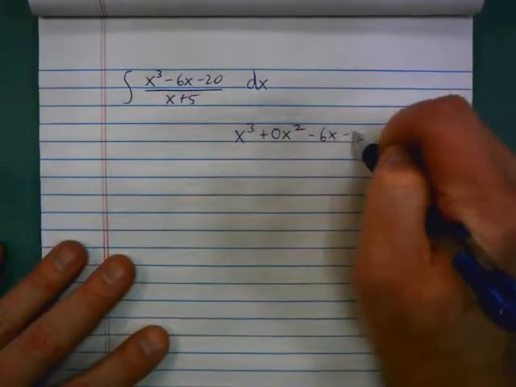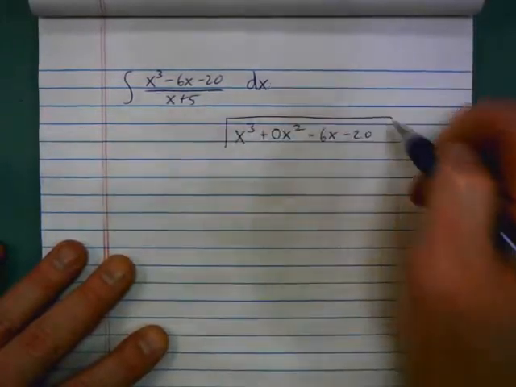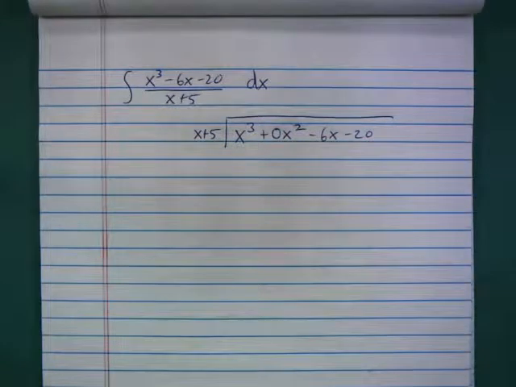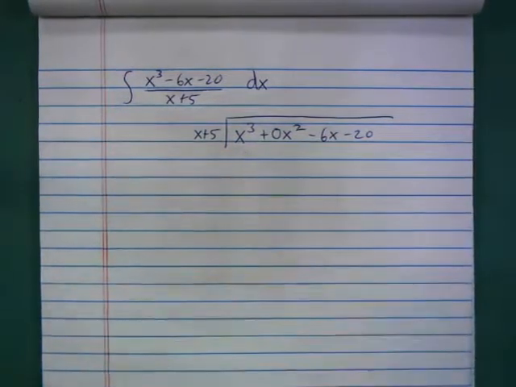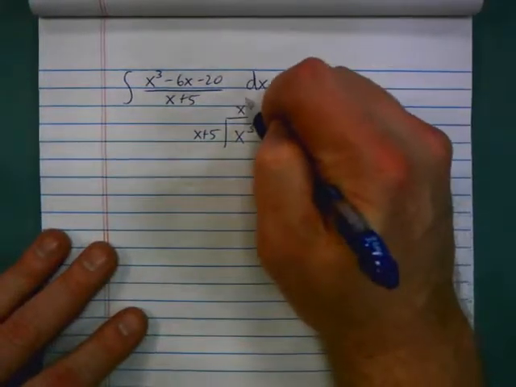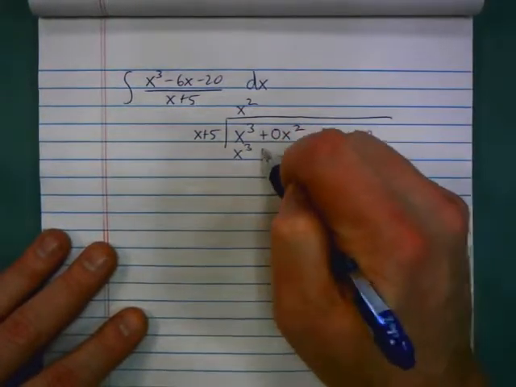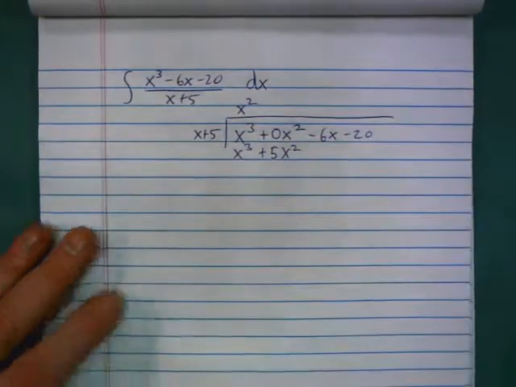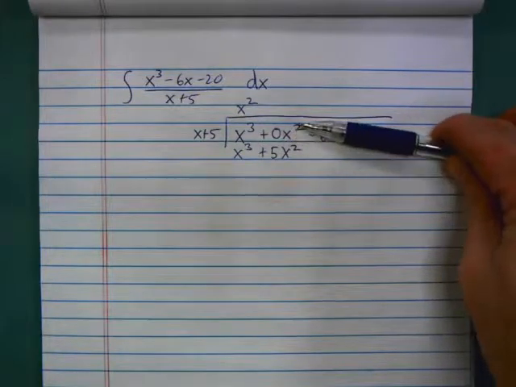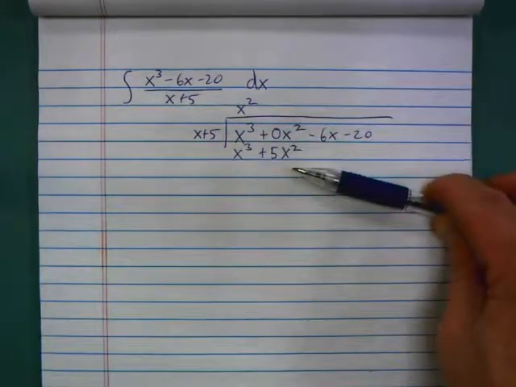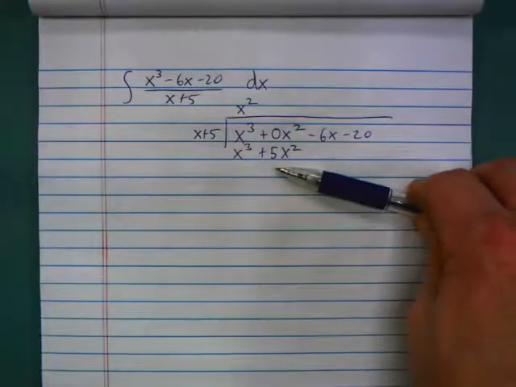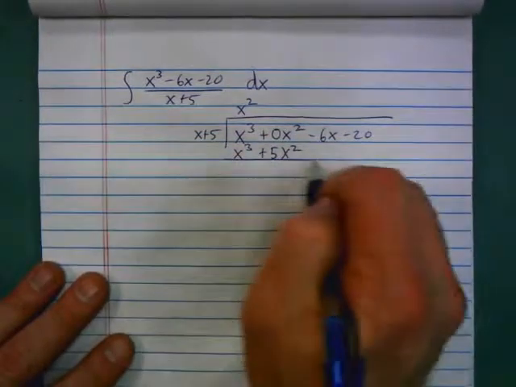Minus 6x minus 20, divided by x plus 5. All right, what times x will give me x cubed? x squared. So I put x squared there. I have x cubed plus 5x squared. And this is why I had to fill in that 0x squared. I needed to fill in the 0x squared so that when I go to subtract, I have like terms. If I didn't have the 0x squared there, I'd have a negative 6x and a 5x squared. I wouldn't be able to combine them.